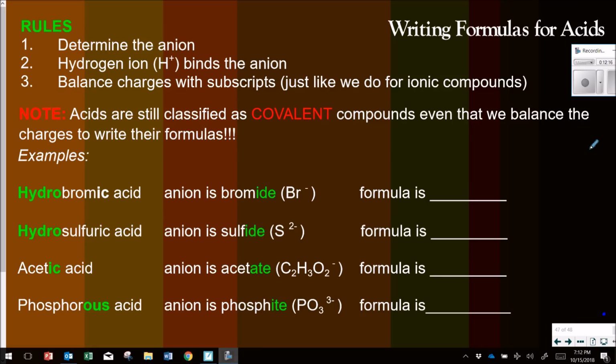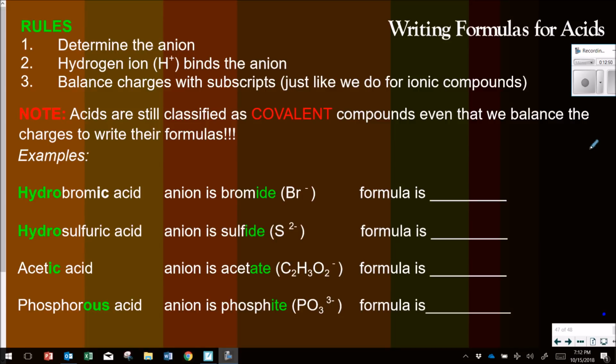So let's practice writing formulas for acids. First we have to determine the anion, and then we have H plus as the cation bind to the anion. And finally we balance the charges just like we did with ionic compounds. Please note that acids are still classified as covalent even though we balance the charges to write their formulas like ionic compounds. So let's do a few examples.